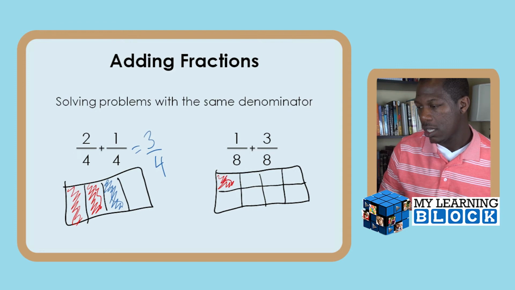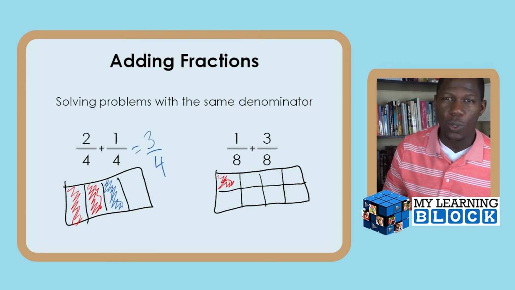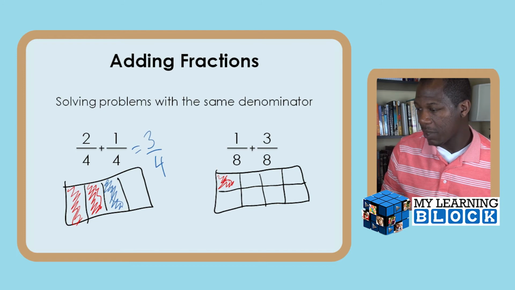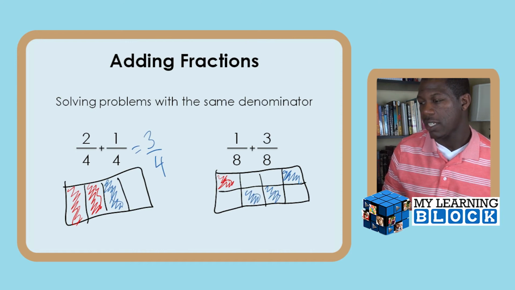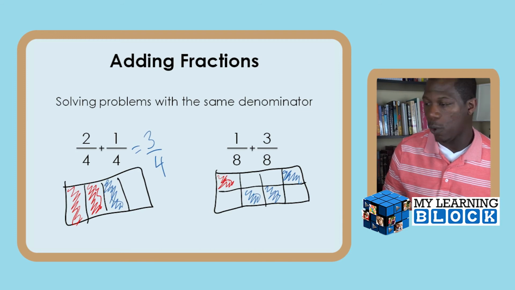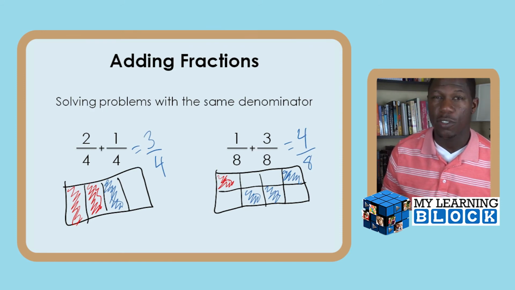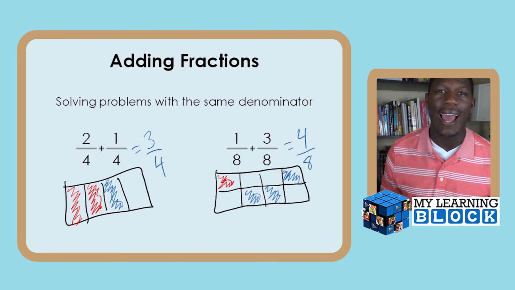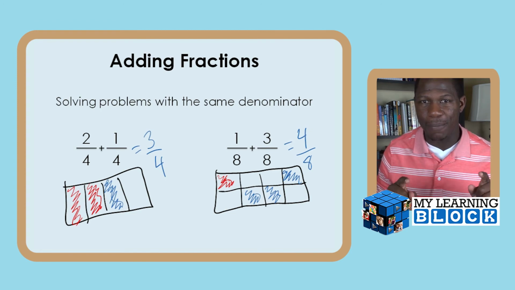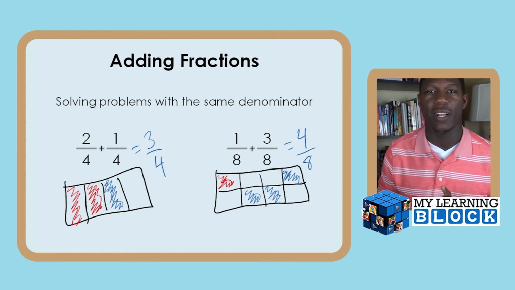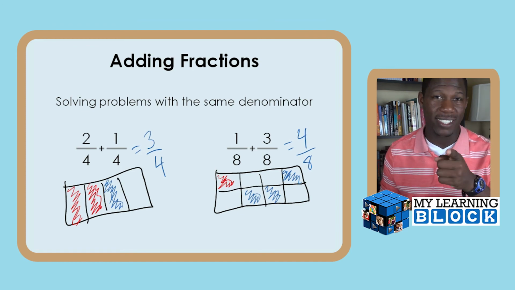And then if your child wants to be cool and creative, they can say, all right, now 3/8, I'm gonna color 3 other, 1, 2, 3, and they can see that they have 1, 2, 3, 4 out of 8 colored. Therefore, 1/8 plus 3/8 equals 4/8. This is how you teach adding fractions with the same, or the common, denominator. It does change a little bit with different denominators, but that's a different video.